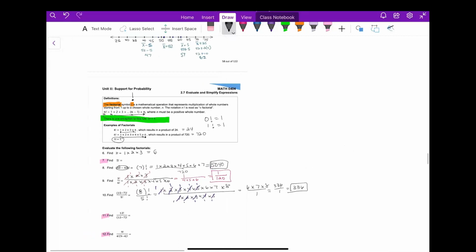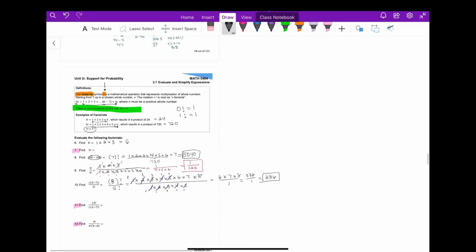I am confident that you can try 11 and 12.